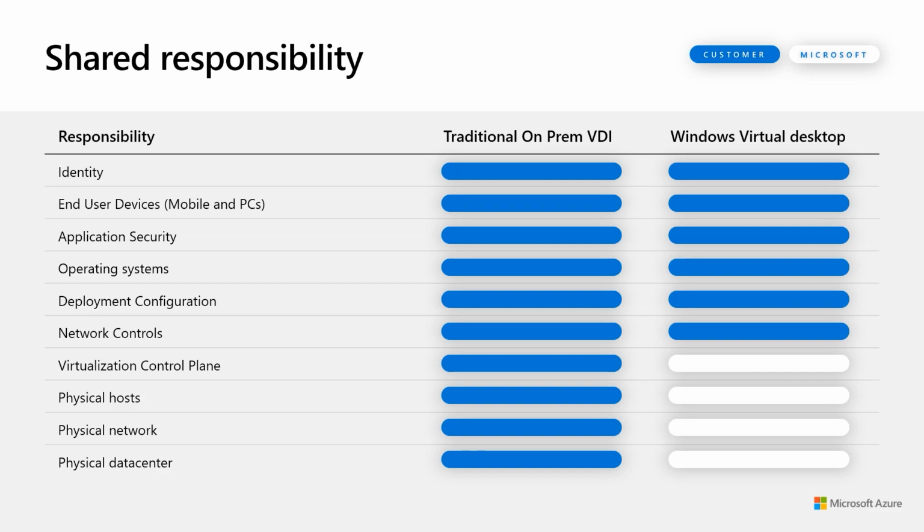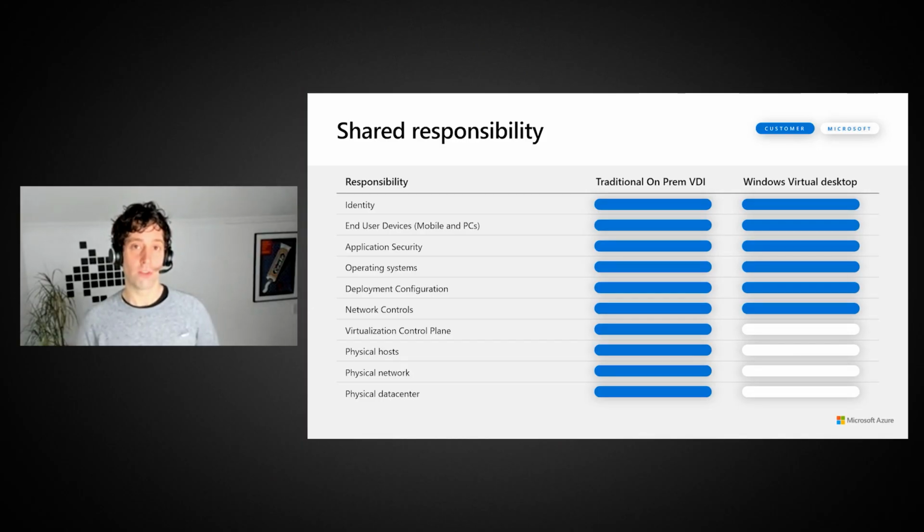With on-prem VDI or RDS, you're responsible for everything from start to finish. With Windows Virtual Desktop, Microsoft took ownership of parts of these responsibilities. So if we move from the bottom of the slide up, of course, Microsoft owns the data centers, the network, the hosts. So all of the physical hardware is now managed by Microsoft. So you're no longer in that business.